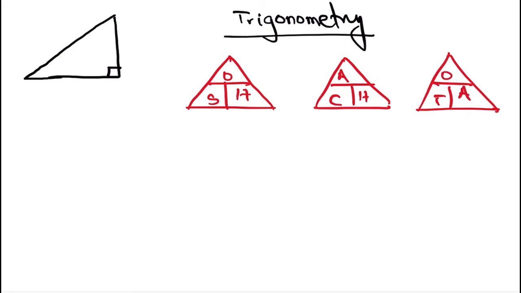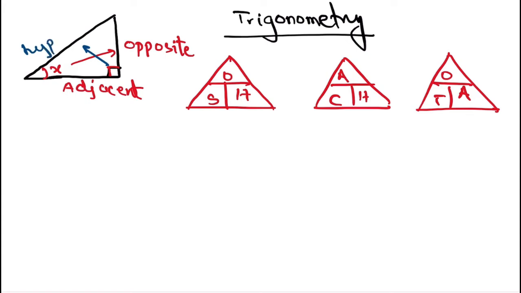So what do O, A and H represent? First of all, I'm going to draw the right angle triangle. Let's say this is the angle X. Whatever is opposite to the angle X is the opposite. The other side of the right angle triangle, remember, is the adjacent. We know that the side opposite to the 90 degrees is the longest side of a right angle triangle, and the name for that is the hypotenuse.